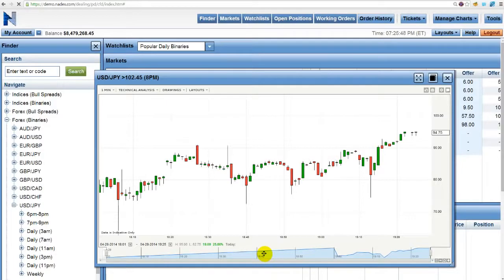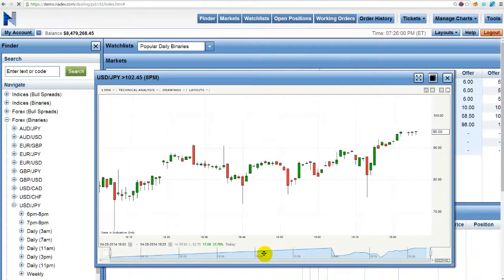Just understand that when you buy a binary, the price you buy for is the risk. So if I buy for 10, I'm risking 10. If I buy for 90, I'm risking 90. If I buy for 50, I'm risking 50. Okay? $100 minus that is the max profit potential on the trade.